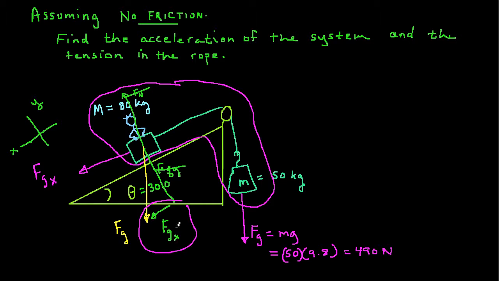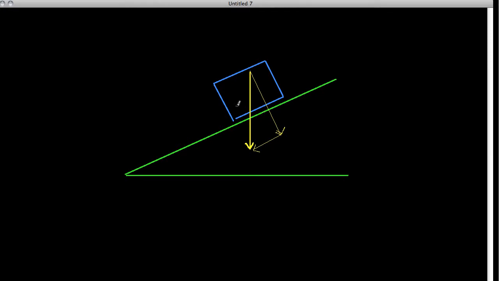Lovely. Let's go back here and put a few numbers in. So Fg is equal to m times g, and m is 80. So we have 80 times 9.8, and that's equal to 784 newtons.